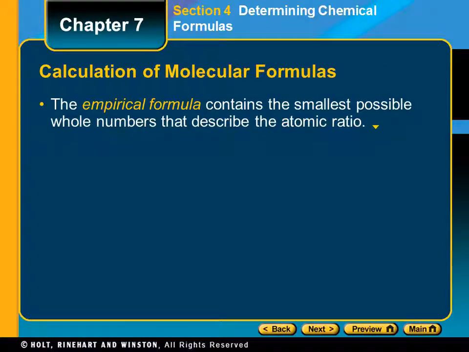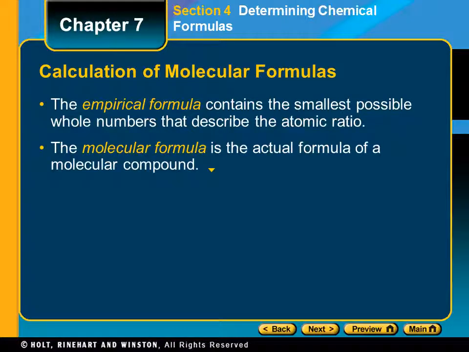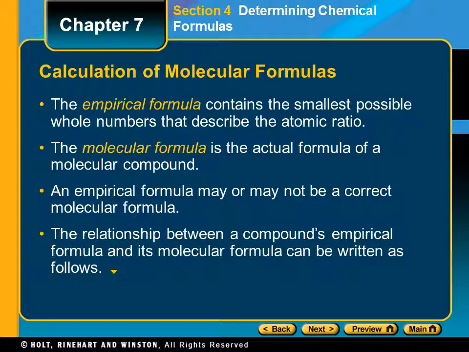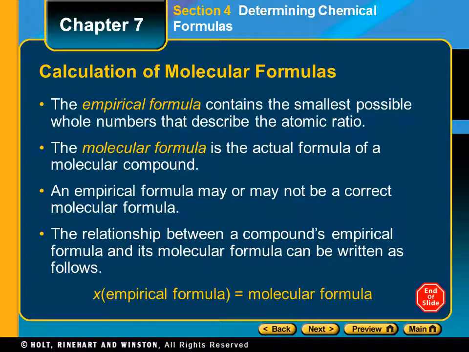So then you've got to move to molecular formulas. The empirical formula contains the smallest possible ratio. We talked about that molecular formula is the actual formula of a molecular compound, and an empirical formula may or may not be the correct molecular formula. So the relationship between a compound's empirical formula and its molecular formula can be written in this method: X, that's your unknown, times the empirical formula equals the molecular formula.